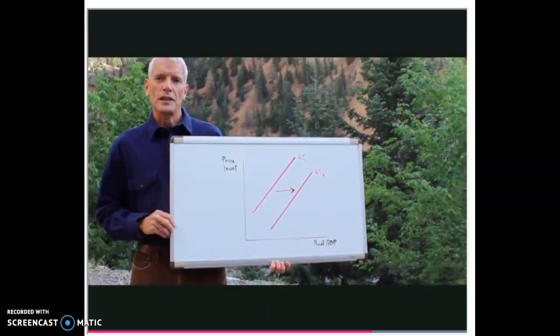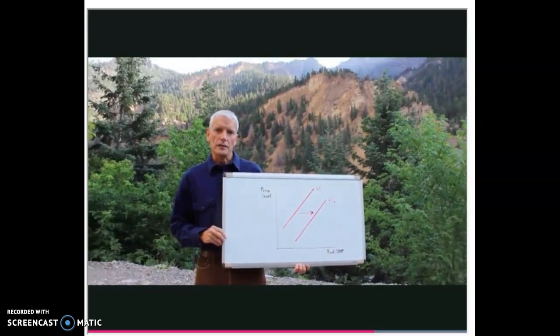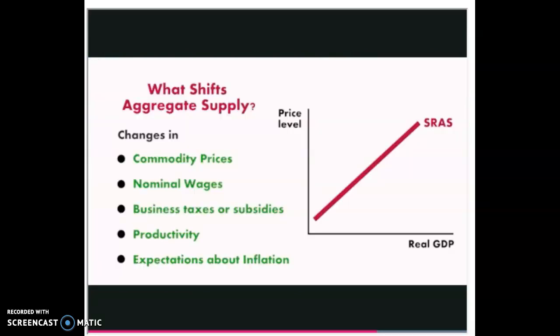Now let's talk about what makes it shift. 5 types of changes can make the aggregate supply curve shift. For example, aggregate supply will increase if the production costs fall because the price of a widely used commodity such as oil falls, or because nominal wages fall, or because business taxes fall or business subsidies rise, or because workers become more productive. Aggregate supply will also increase if inflation is expected to be lower than previously thought, because workers will then accept lower nominal wages, which lowers production costs. The opposite of any of these changes will cause aggregate supply to decrease.